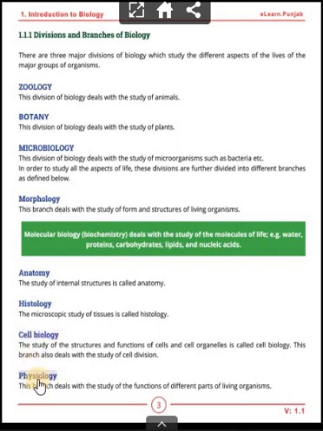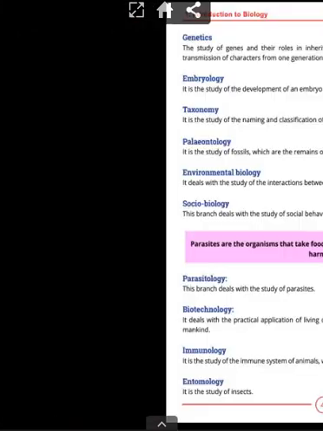Then the next branch of biology is physiology. Physiology is actually the study of the functions of different parts of the organism, like how the stomach works, how the liver works, how the kidney works. The functions of all the different parts of living organisms can be studied in physiology.